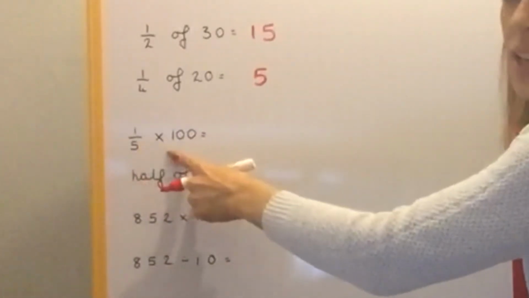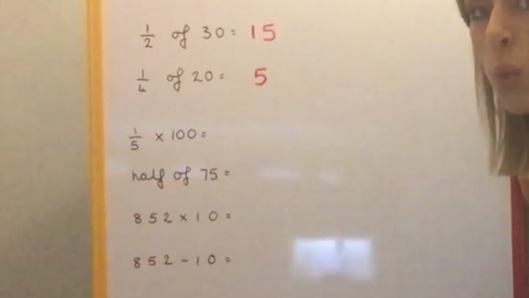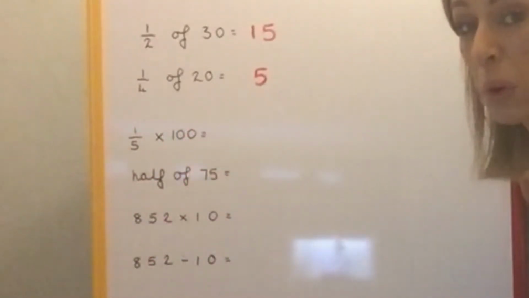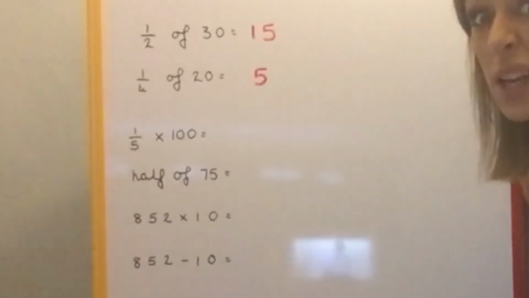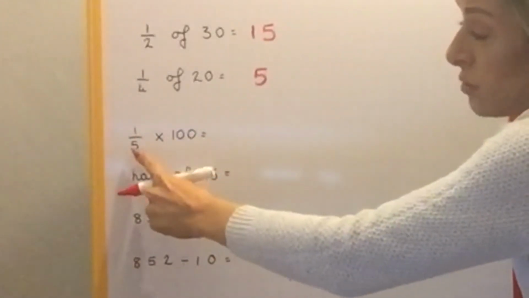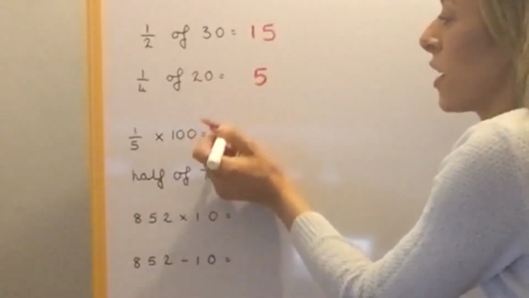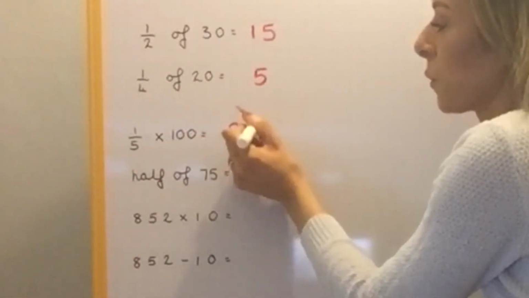Now this question here, a fifth of 100. When I see the times symbol, sometimes that can be a bit confusing, but all I need to do is read it as 1/5 of 100. So the answer is 20.